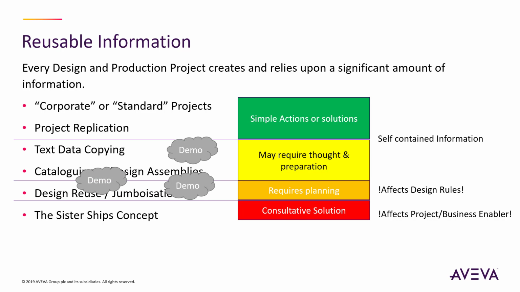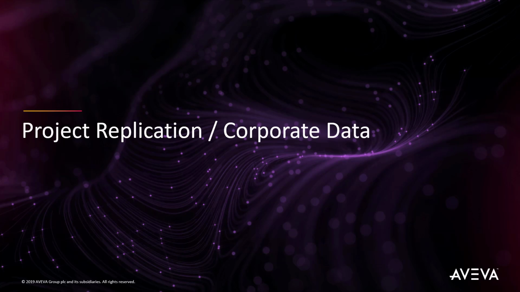We're going to do a number of demos during the video. We're going to have a look at copying of text data, cataloging design assemblies, and also look at using the design reuse application and the Jumboisation, which is reusing data but without copying between two different projects. So let's start at the simple end of the spectrum.